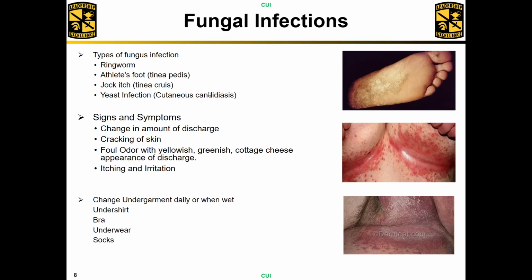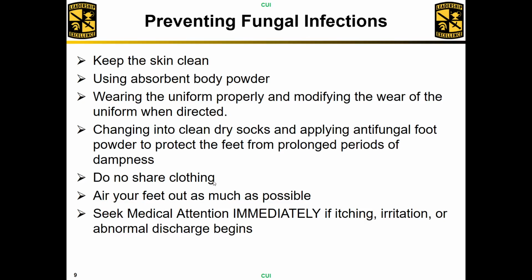Okay, these are gross. Really gross. Ringworm, athlete's foot, jock itch, yeast infection. Gross. People are gross. I'm going to move on. If you want to research more, then go to WebMD. Figure it out yourself. Keep the skin clean. That's important. Body powder, right? Keep your skin dry. We change socks when we can.